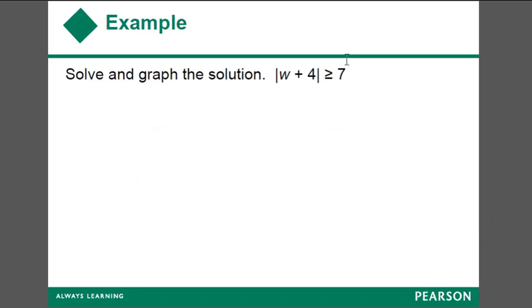So where I want to solve and graph the solution of the absolute value of w plus 4 is greater than or equal to 7, I will set it up as w plus 4 less than or equal to negative 7, or w plus 4 is greater than or equal to 7. I will subtract 4 from both sides, and I'll get w is less than or equal to negative 11, or I'll subtract 4 again and get w is greater than or equal to 3.